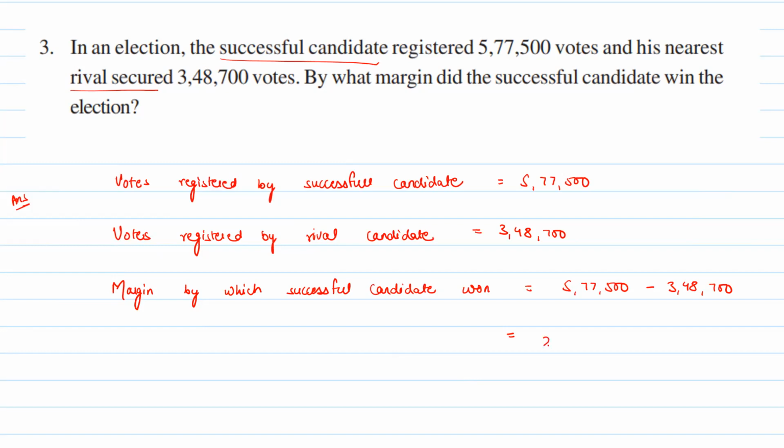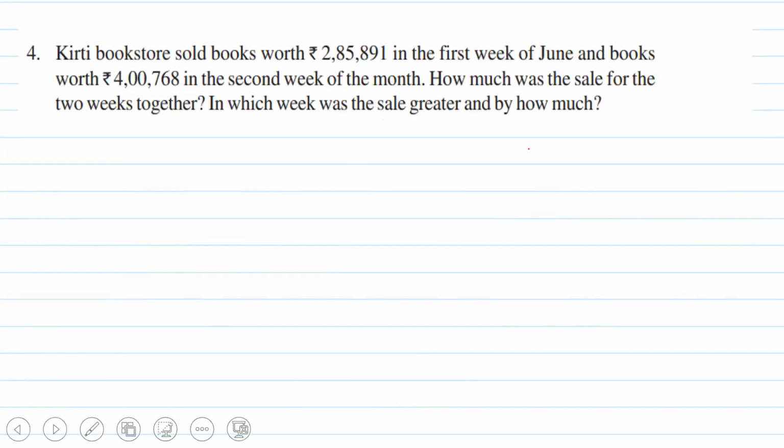So it is 2,28,800 votes margin. You can end it as: successful candidate won by a margin of 2,28,800 votes. Coming to the next question.